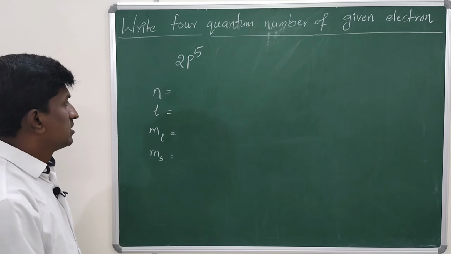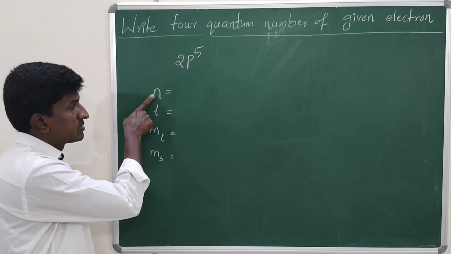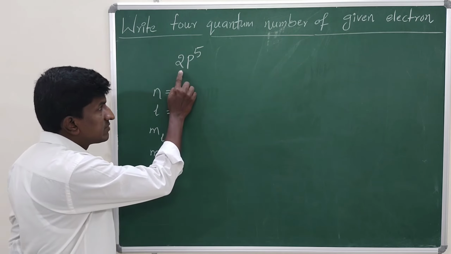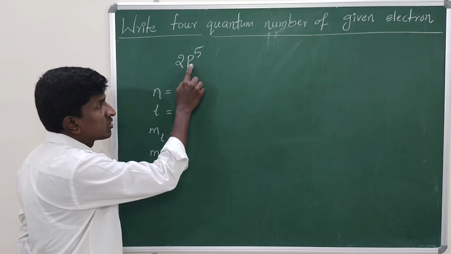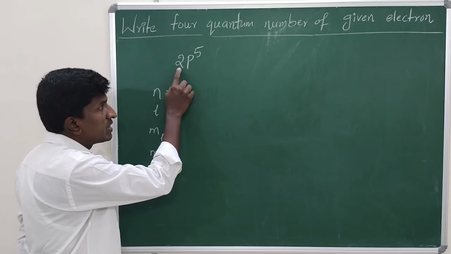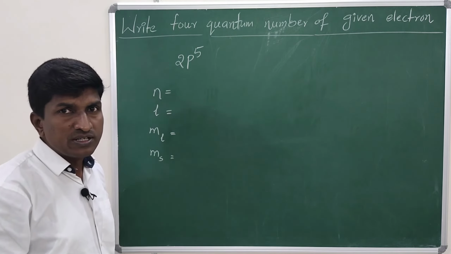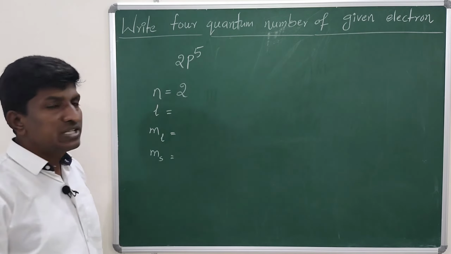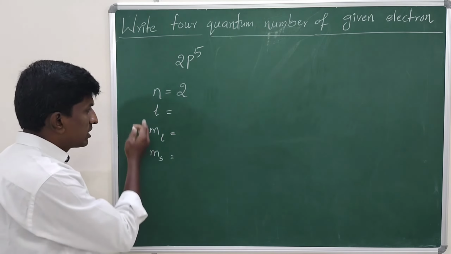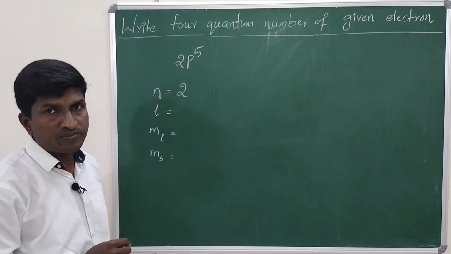First, what is the principal quantum number? It is the main shell itself. Here the fifth electron in the p orbital belongs to the second main shell. So its principal quantum number is 2. Then what about the angular momentum quantum number?